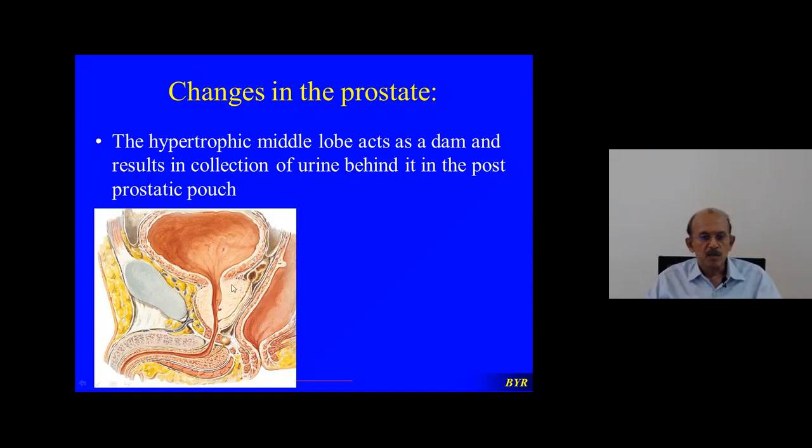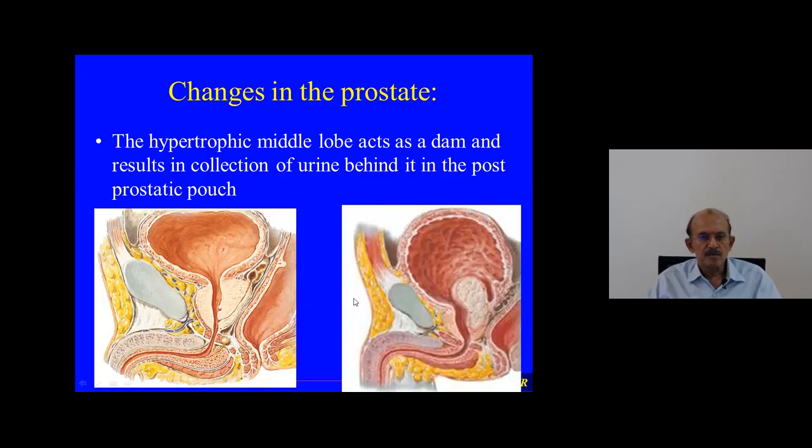So this is the normal prostate. You can see the interior of the bladder. It is just like a funnel. When there is median lobe hypertrophy, it projects itself into the bladder lumen, and there develops a posterior pouch. This is called the post-prostatic pouch.